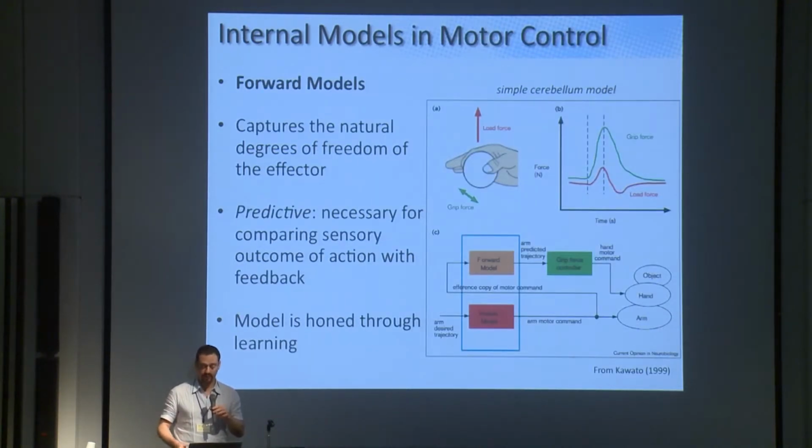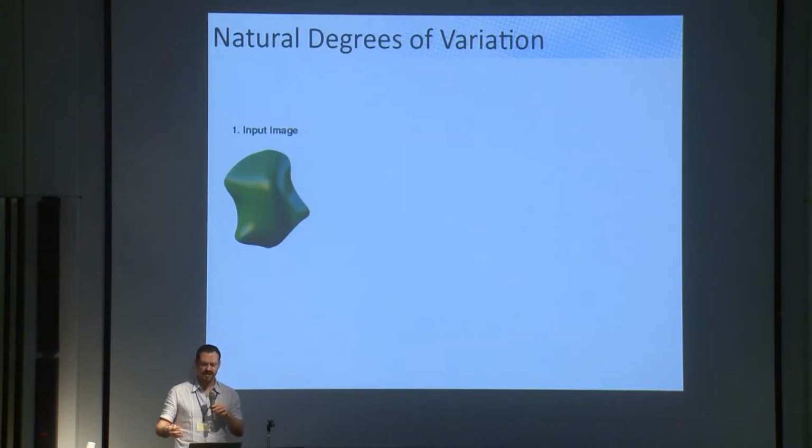We also find internal models in motor control. So for example, in models of the cerebellum, there's this idea that you have a forwards model of your own effector, and you're constantly predicting the sensory feedback that you expect to result from your action. And it's this predicted feedback, the mismatch between the predicted feedback and the actual feedback, that allows you to hone the model over time. So this is a forward model, a deep model, and one that captures the natural degrees of freedom of the effector. So this idea of capturing natural degrees of freedom in the domain that you're trying to model is, I think, another key characteristic of what these models should do. Okay, so natural degrees of variation.